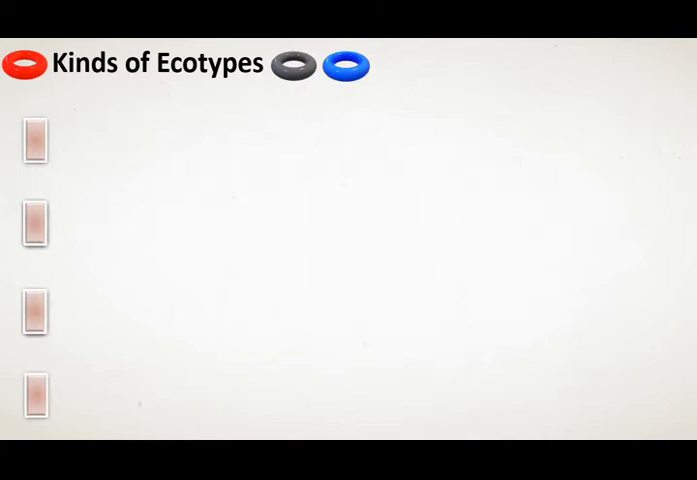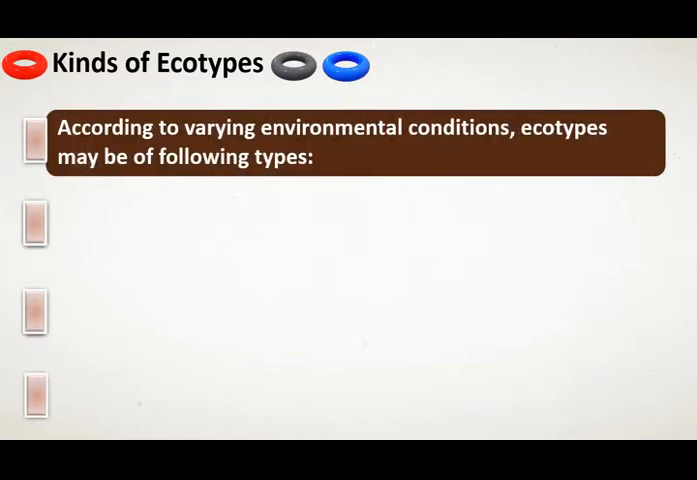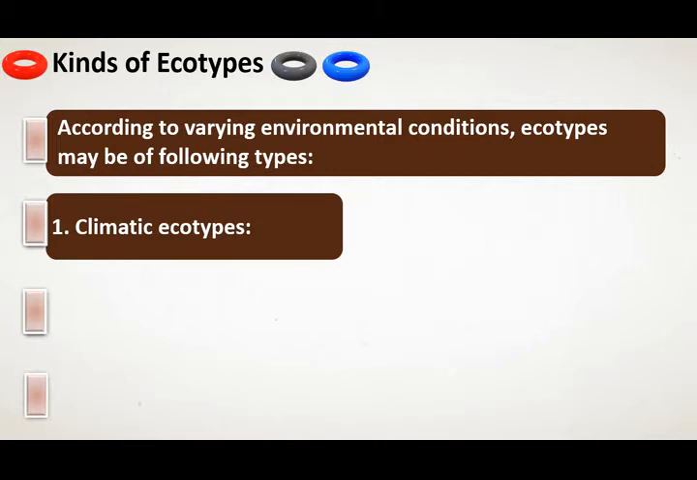Now we shall see the different kinds of ecotypes. Ecotypes have been observed in a large number of species, and the cause for ecotype differentiation may be altitude, latitude, light, soil, biotic interference, physiological changes, etc. According to the varying environmental conditions, ecotypes may be of the following types. Climatic ecotype. Ecotypes which are produced due to varying climatic factors such as light, temperature, water, and wind are called climatic ecotypes.